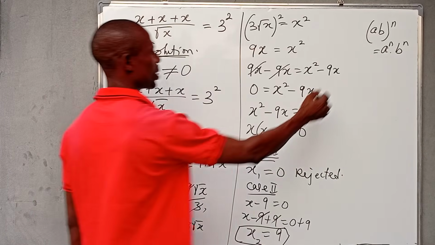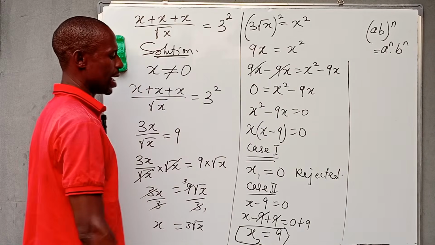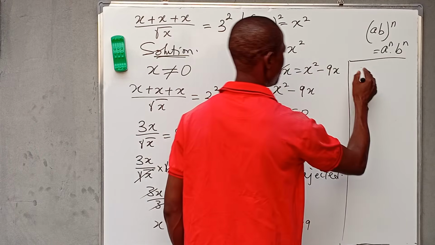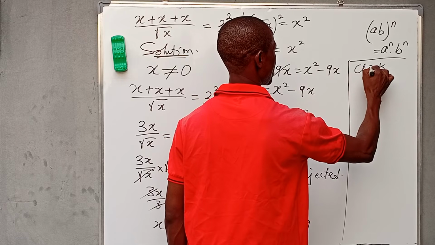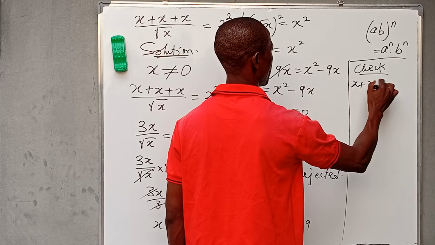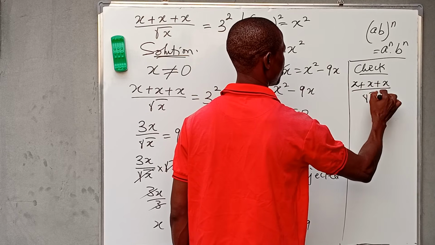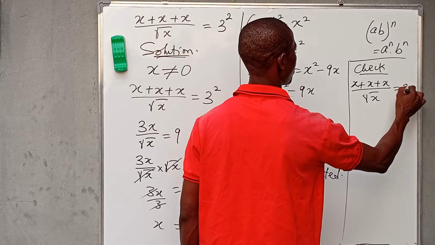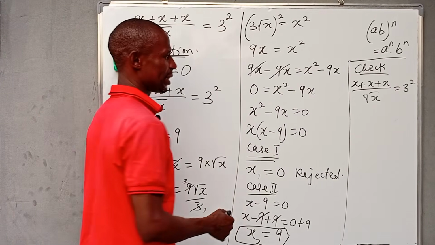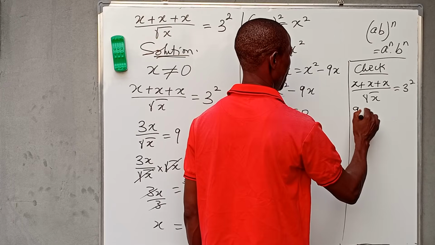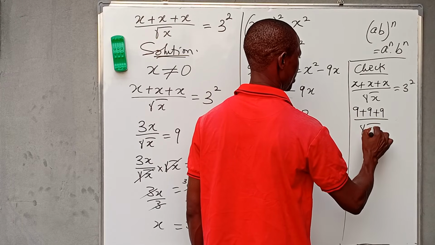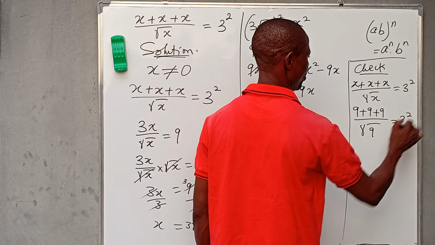So this is our value for x2. But we can do a quick check to know if x equals 9 will satisfy the original equation. So let's do a brief check here. Our equation is x plus x plus x all over the square root of x equal to 3 to the power of 2. Wherever we see x, let's put in 9 there. So we're going to have 9 plus 9 plus 9 all over the square root of 9 equals 3 to the power of 2.